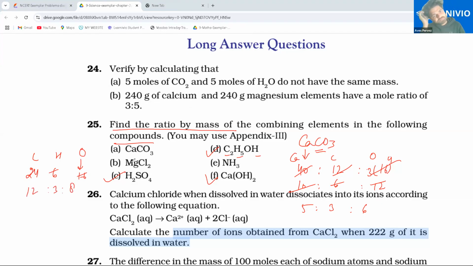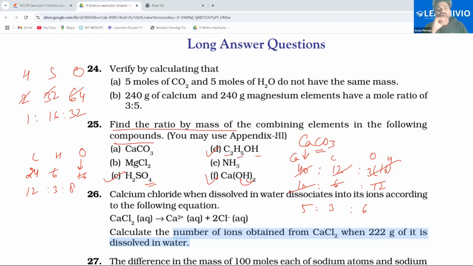In H2SO4, the total oxygen is 64, the total sulfur is 32, and the total hydrogen is 2. So you will get 1 is to 16 is to 32. Okay? समझ आया? Same for the compound with 2 hydrogen atoms and 2 oxygen atoms. You will be able to do that one, I think.